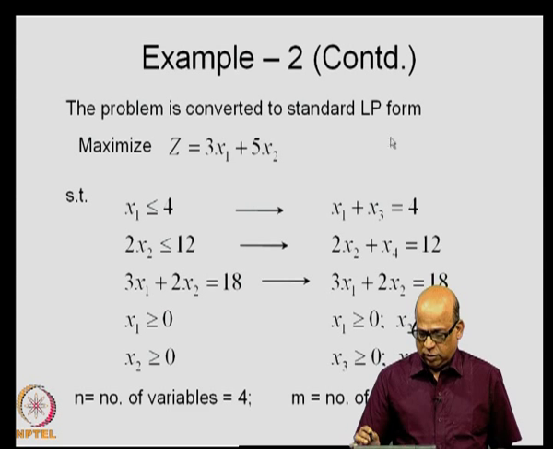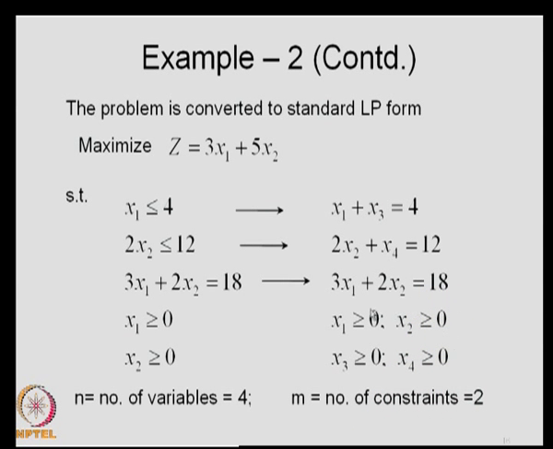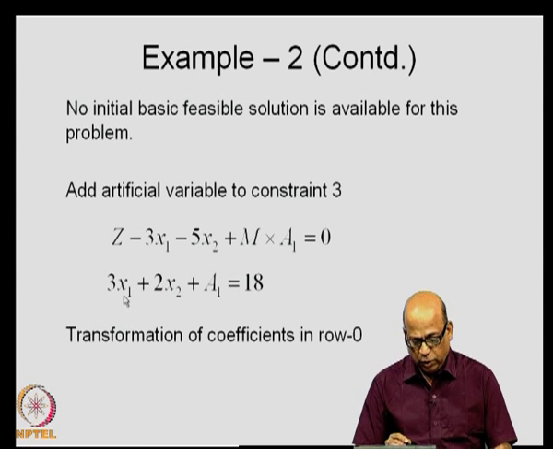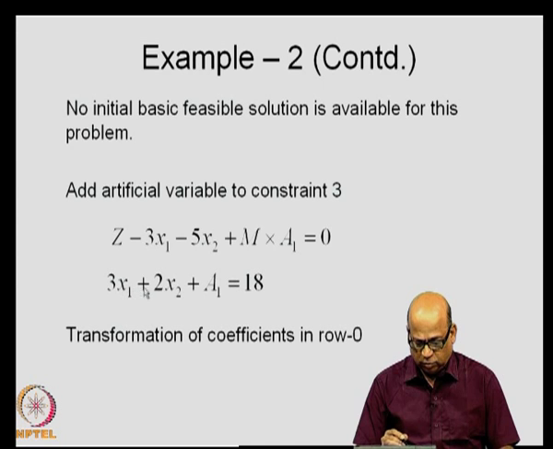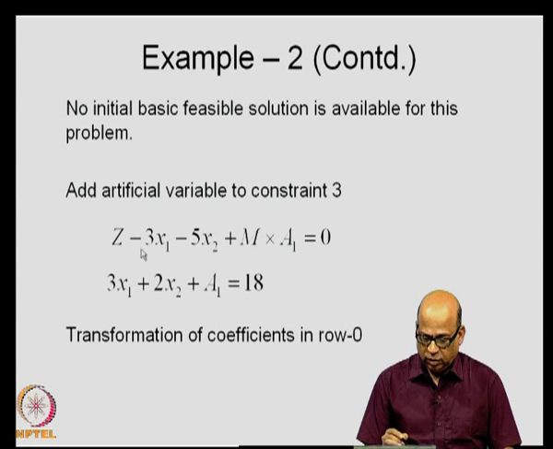So, first you convert the problem into a standard LP form. x1 plus x3 is equal to 4, you added a slack variable here, added a slack variable here, this you retained as it is. Then you saw that number of variables is 4, number of constraints is equal to 2, and then you add an artificial variable. So, we added an artificial variable: 3x1 plus 2x2 plus a1 is equal to 18.